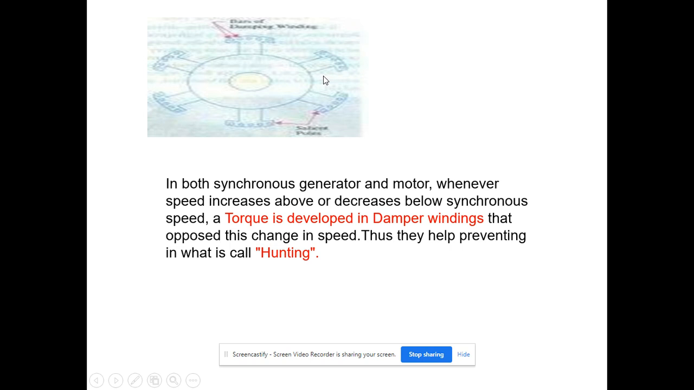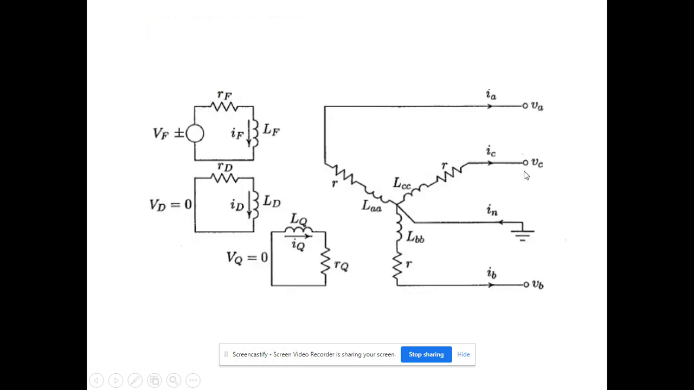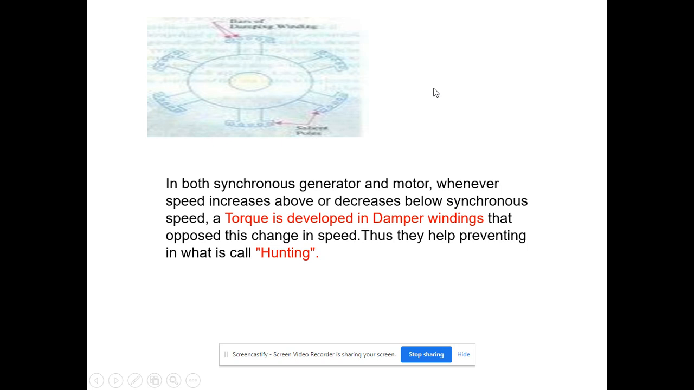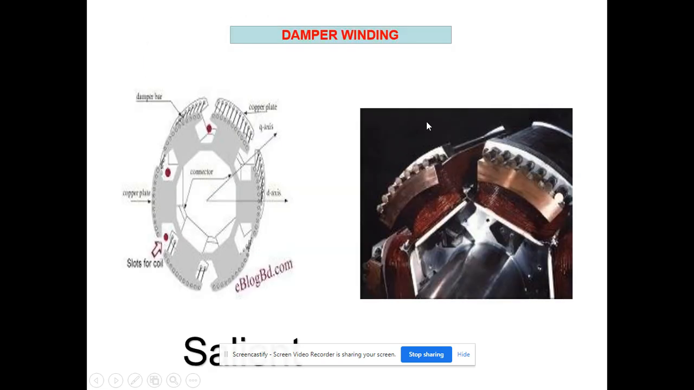This machine generates an AC supply, and it is a constant speed machine. Whenever the speed increases or decreases, a torque is developed in the damper winding that opposes this change in speed. This phenomenon is called hunting. For that purpose the damper winding is used. These are some information about the synchronous generator.